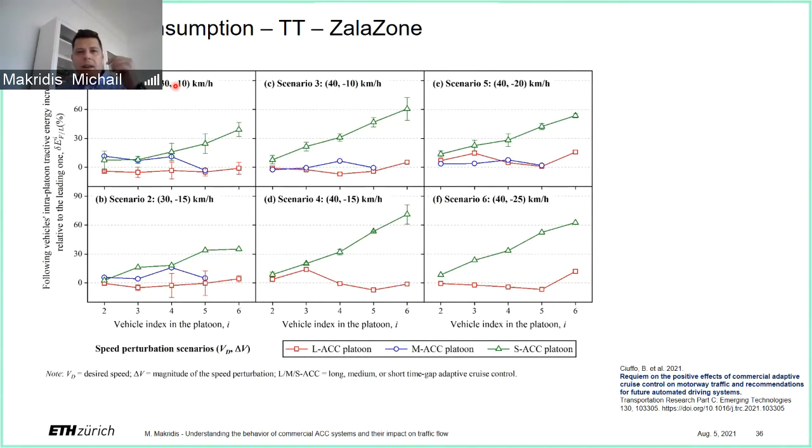Now, we can see again for the long, the medium, and the short headway, the evolution of the energy consumption as we go upstream on the platoon. And as we go upstream for the short headway, the vehicles consume more energy. For the medium and long, the consumption is more or less independent of the position in the platoon.